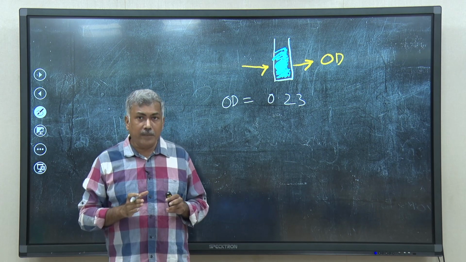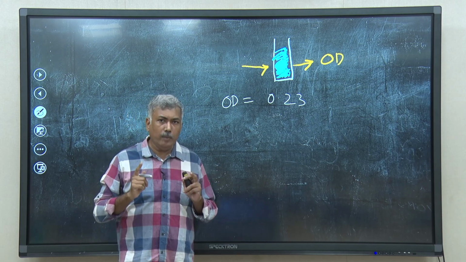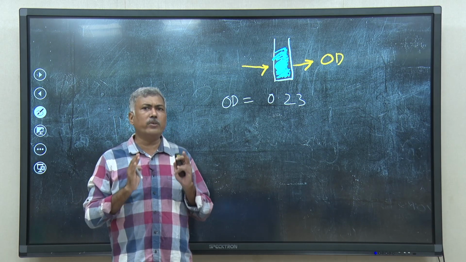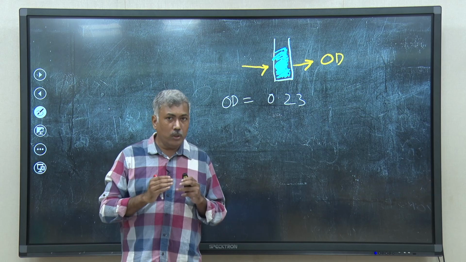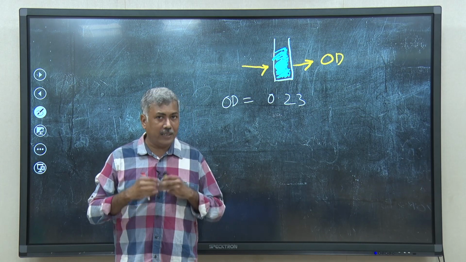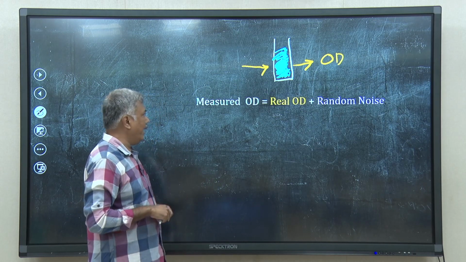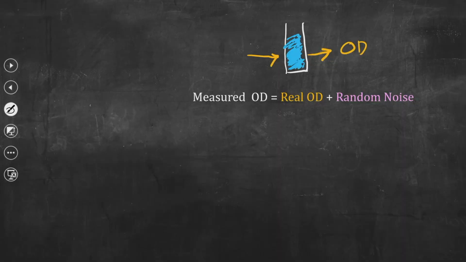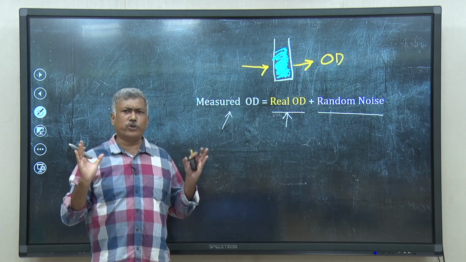Is this the correct measure of the OD, the optical density of this sample? Not really, because we have to remember that every machine, every instrument that we use to measure something has some sort of noise. So, what we are getting is not the exact result, not the real OD. What we are getting is this: the measured OD that I am measuring and reporting is nothing but the summation of the real OD, which I do not know, and random noise. So, a random noise gets added when I make a measurement in any instrument.